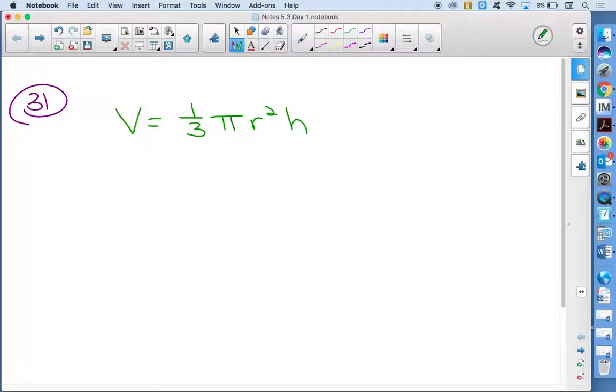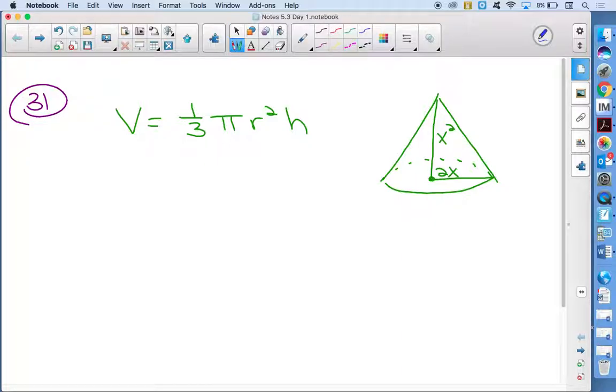All right, so with number 31, we've got this cone. Looks like a TV. Kind of does look like a teepee, huh? Of course, the radius is 2x, and the height is just x squared. So how would I take the volume formula and write it in terms of x, using the given information from the diagram? What would you do?